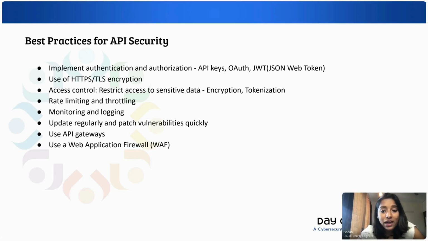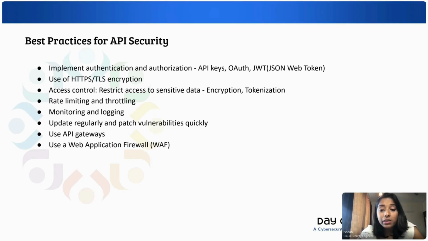Moving to the next, which is access control. Restrict access to sensitive data. We can restrict access to sensitive data such as banking information or health records. This can be done through authorization policies or by encrypting the data before it is transmitted over the network. We can evaluate different methods such as authorization policies, encryption, tokenization, etc., and use whichever works best for our application needs.